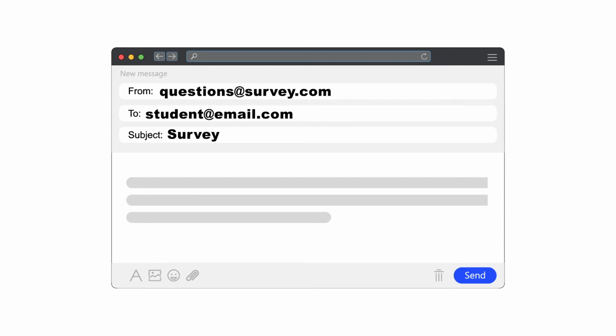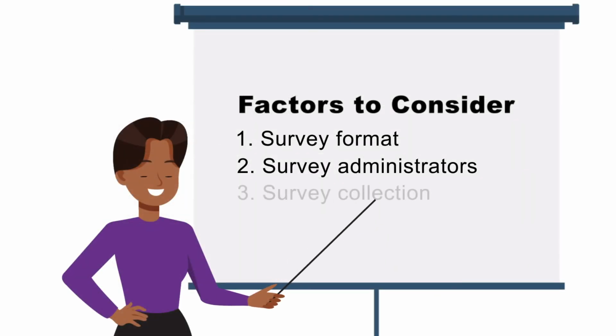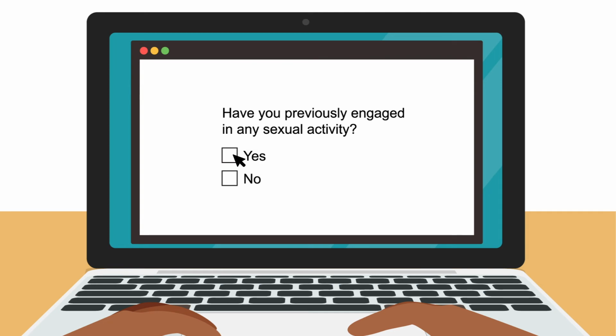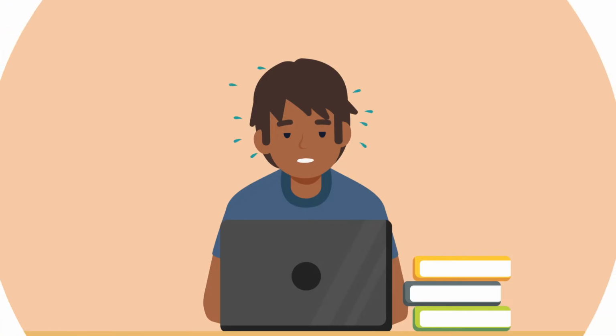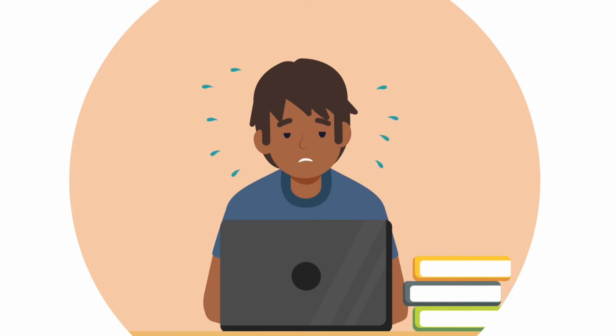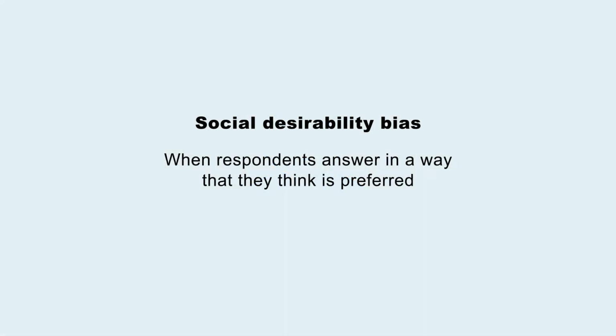For virtual surveys, Sam could send youth the surveys through a web platform or generic email address without involving any particular facilitators. Next, Sam thinks about how to collect the data in a way that makes youth feel safe to answer the questions honestly. Sam is asking some sensitive questions in the surveys, like whether youth have previously engaged in sexual activity. Youth may be afraid of disapproval if they report past sexual activity and be more likely to say they have not engaged in sex, even if this is not true. This is commonly referred to as social desirability bias, when respondents answer in a way that they think is preferred.